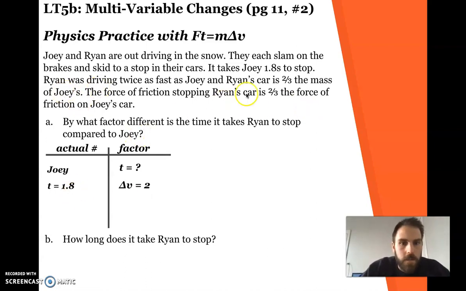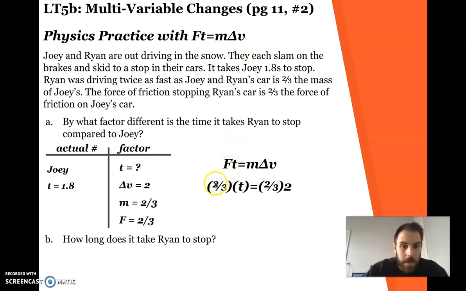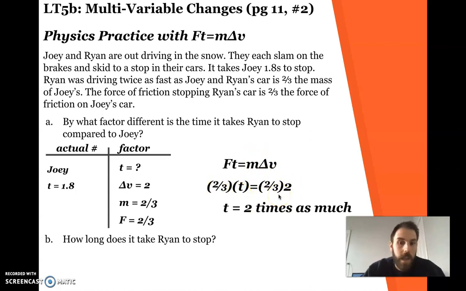Driving twice as fast. And Ryan's car is 2/3 the mass, so I'm going to put 2/3 for the mass. And the force of friction stopping Ryan's car is going to be 2/3 the force of Joey's car. Again, I'm going to use this equation right here and start to plug in my factors, because if I'm looking for a factor, I can only use factors. So this 1.8 is not going to be here right now. My force is 2/3, my mass is 2/3, the change in velocity is twice as much, and my time is what I'm solving for. So the 2/3 cancel out on both sides, and your time is twice as much. So it took Ryan twice as long to stop compared to Joey.